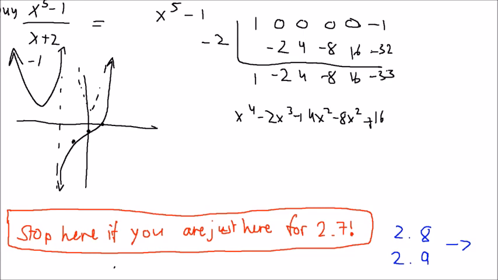X to the 5th minus 1 over x plus 2. Is that it? Is that literally it? X to the 5th minus 1 over x plus 2. Let me do graph settings. Let me zoom the x-axis to minus 5 to 5. Let me zoom the y-axis to minus 1000, and then positive 1000. Okay, so this is what it'll look like. I'm going to take a picture right now, and I'm going to copy it in here.